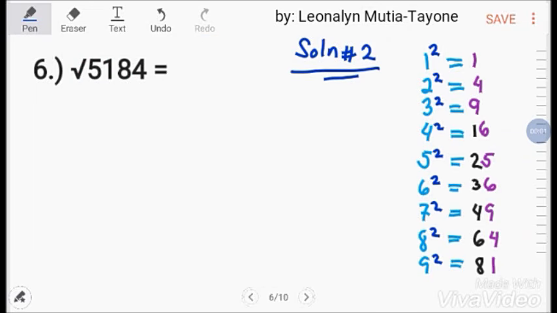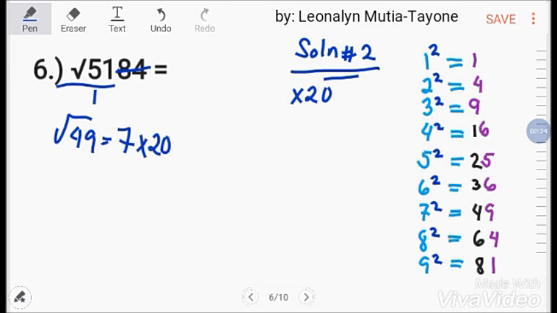Solution number 2, doon tayo sa constant na mag-multiply tayo ng 20. Ignore mo yung last 2 digit. Dito tayo, 51 pababa na mga perfect square. Ano ang pinakaunang next na perfect square pababa sa 51? That is 49. Square root of 49 equals 7. 7 times 20 equals 140. Plus, yan na yon ang hanapin natin.